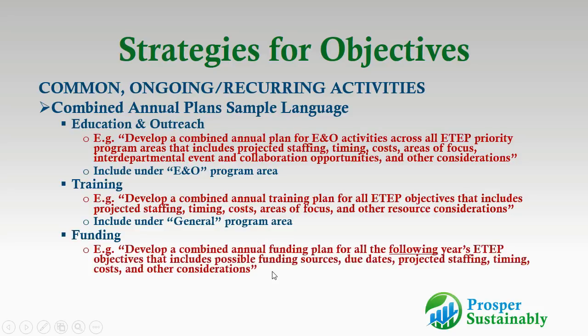And then for funding, developing a combined annual plan for all of the following year's ETEP objectives. As I mentioned, if you're looking at the following year, in 2016 you'll be developing an annual funding plan to pursue various funding sources for all the 2017 objectives. So that's the next year. You want to look at those, and this plan is going to have all of the different funding related activities and funding sources you're going to go after in one document, just so you can better manage that. And then you also include that under your general program area.